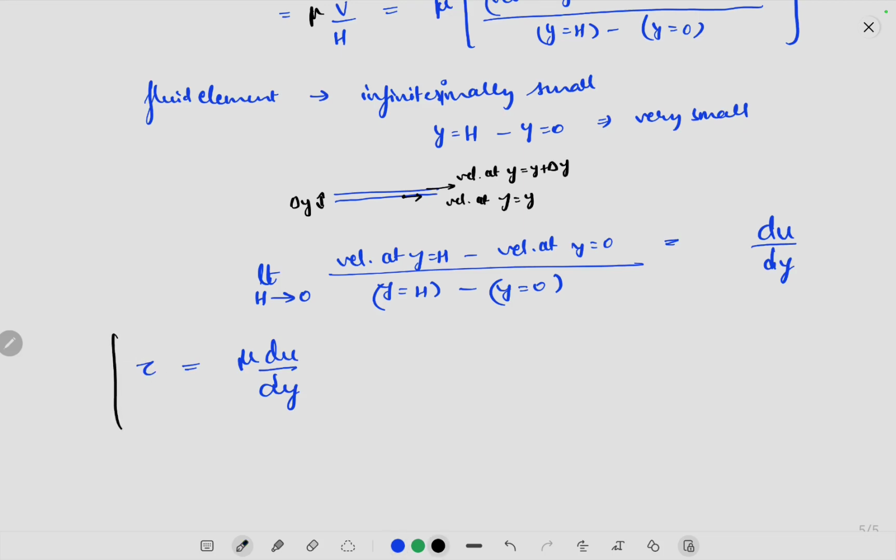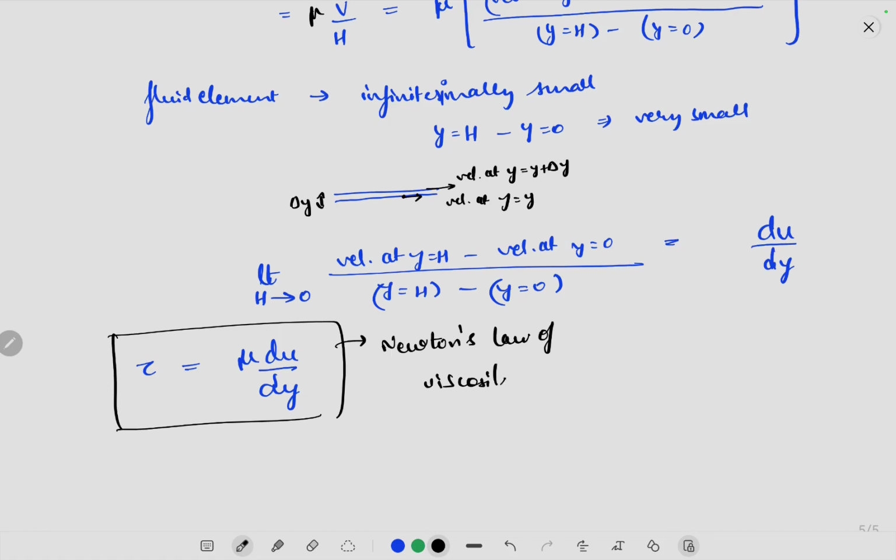This expression is commonly known as Newton's law of viscosity, with this mu called the absolute viscosity or the dynamic viscosity.